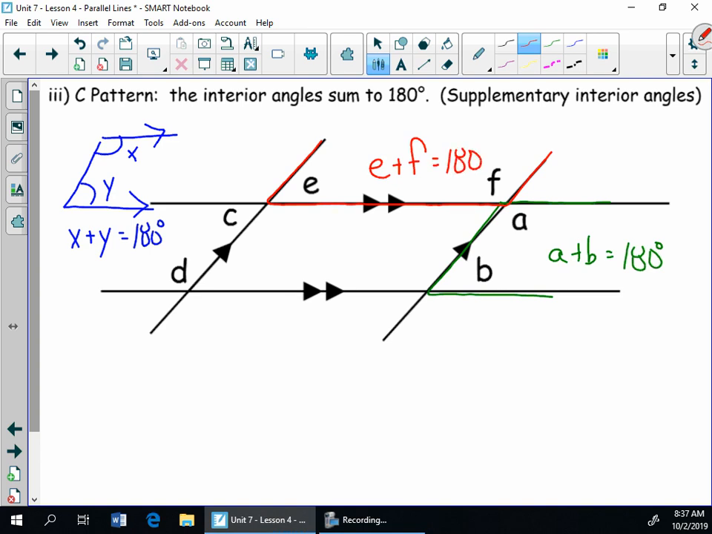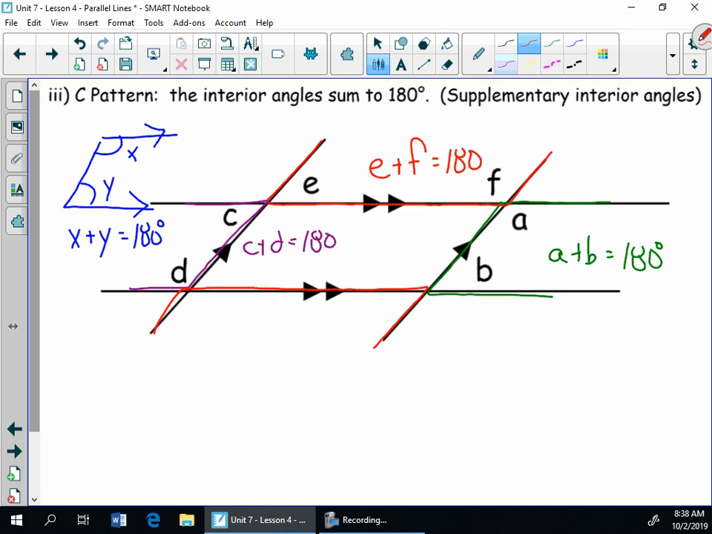Or the weird one, the backwards one. You can find the backwards one over here. And we got C and D. C plus D equal 180. Obviously, there's more. There's one at the bottom, like here.